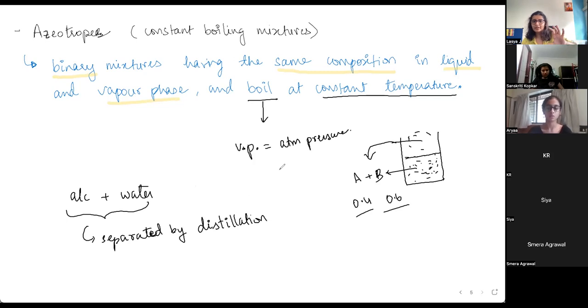state. But when it comes to azeotropes, some mixtures at some specific concentrations, ऐसे बन जाएगा कि they have the same composition in vapor state and liquid state. So even when you boil them, they essentially boil at the same constant temperature. So it becomes impossible to separate them by distillation.